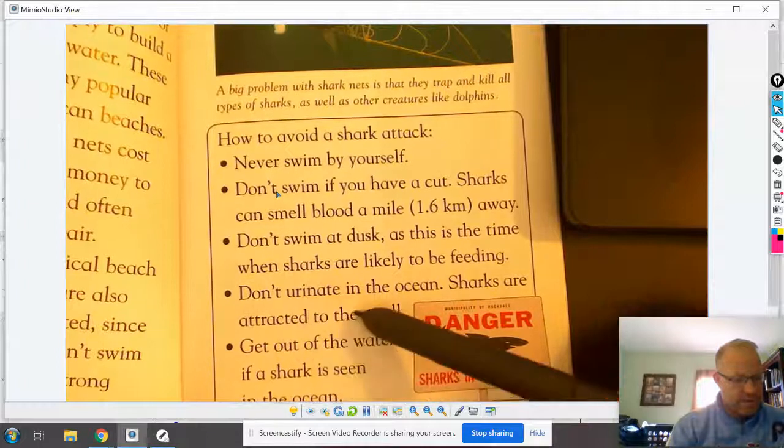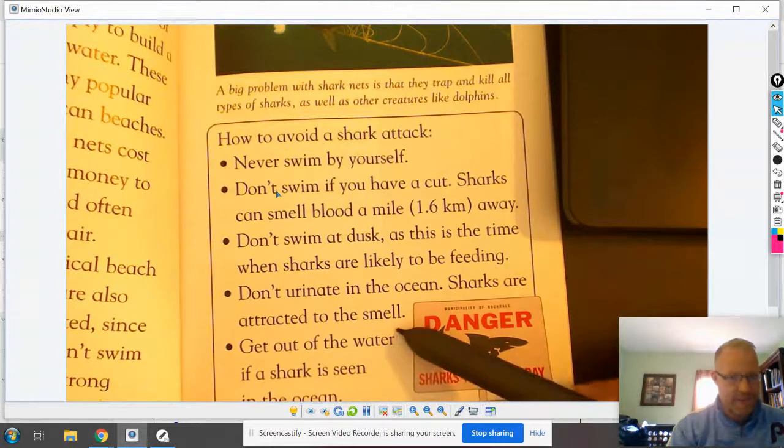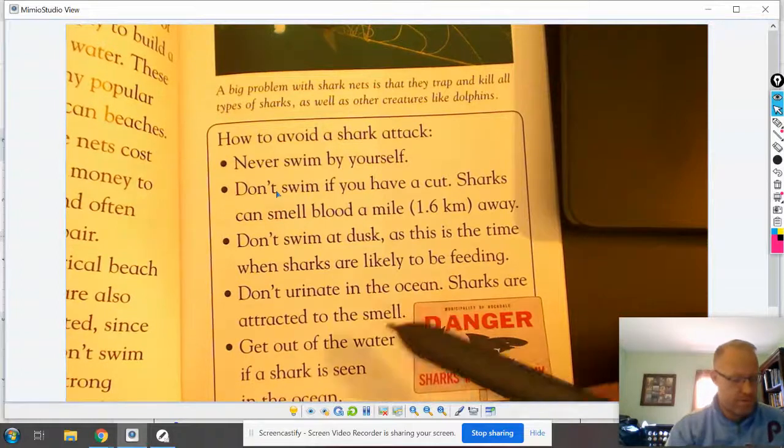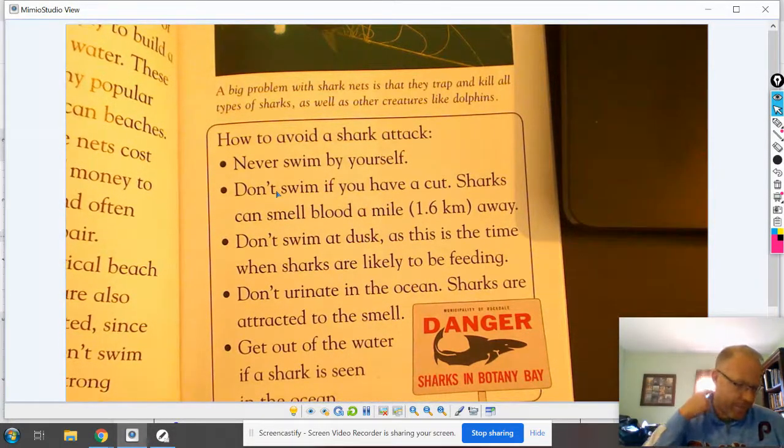Don't urinate in the ocean. So, like, don't go potty in the ocean. Sharks are attracted to the smell. How many of you are guilty? Get out of the water if a shark is seen in the ocean.